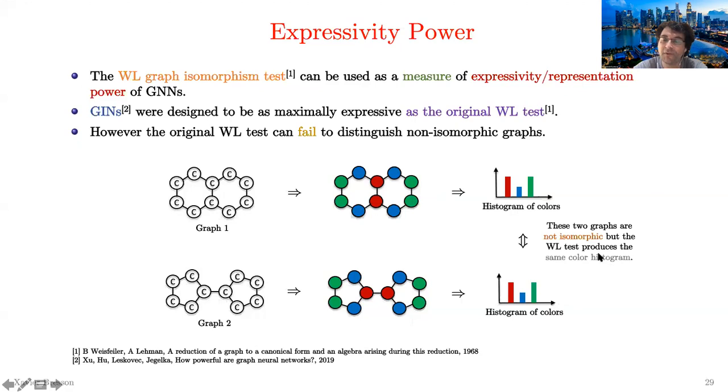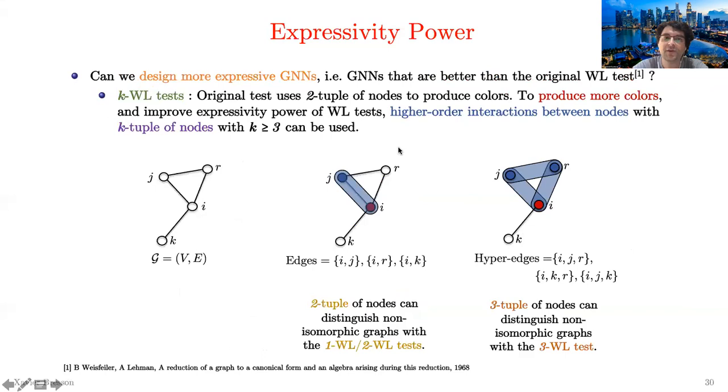Okay, so there are some limitations with the original WL test, and the question is, can we improve the original test? And the answer is yes. We can increase the expressivity power of graph neural networks. And how do we do that?